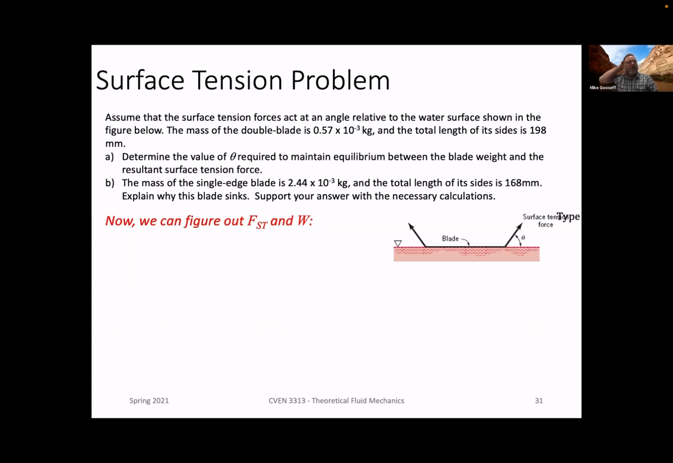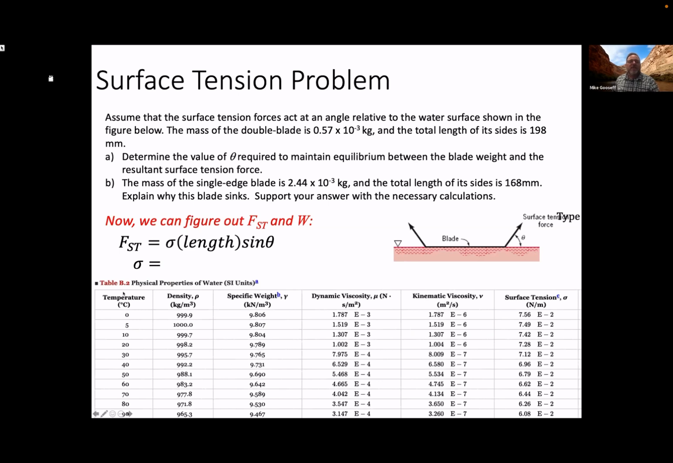Okay, so now we can figure out both the surface tension force and the weight. The surface tension force we said was that from the previous slide. If I go look up the surface tension value, this is now from table B2 in your online book. I'm just going to grab a value at 20 degrees Celsius. That's about room temperature. And I'm writing down 7.28 times 10 to the minus 2 newtons per meter.